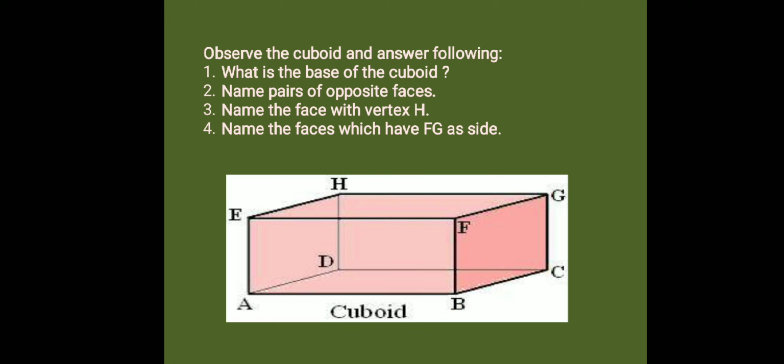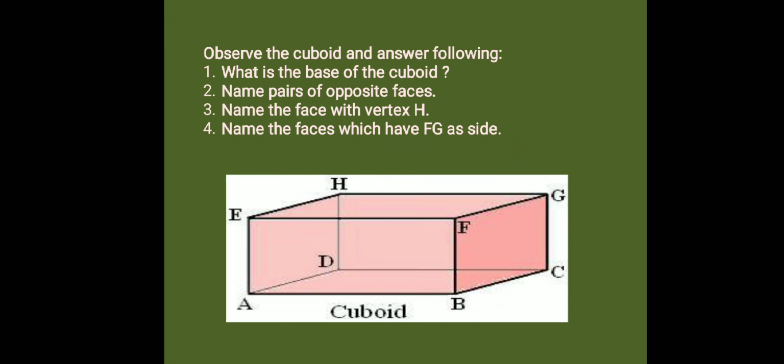Name the faces with vertex H. Can you see the vertex H here? Three faces have vertex H: HDCG, EHGF, and EHDA. And name the faces which have FG as a side. FG is on face FGCB. Okay, thank you.